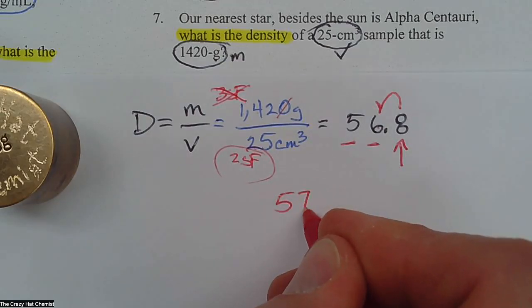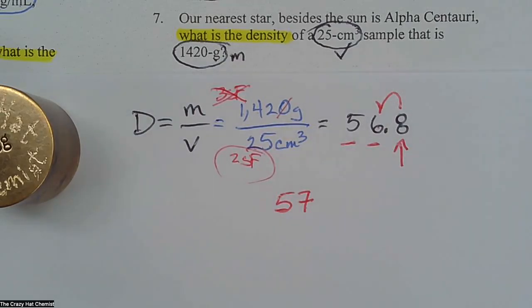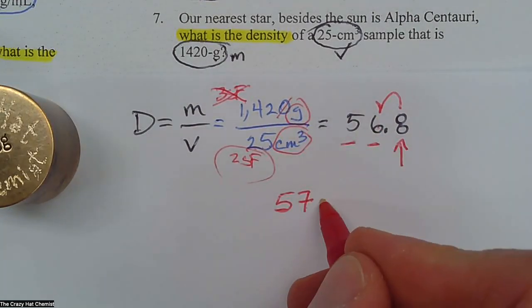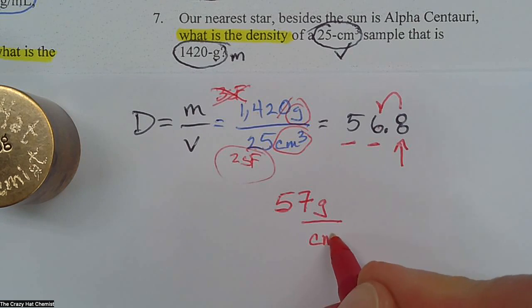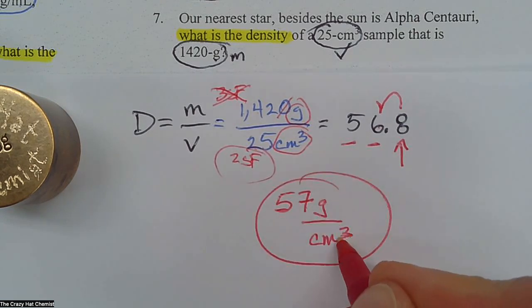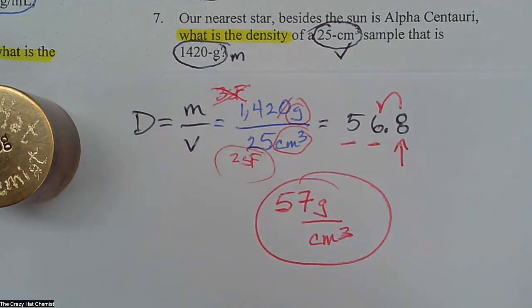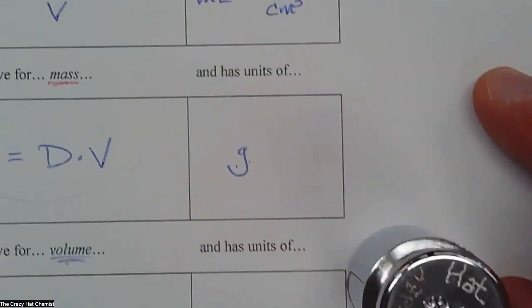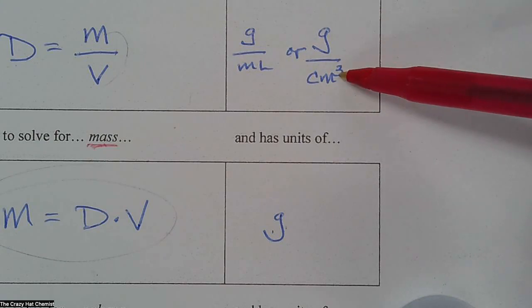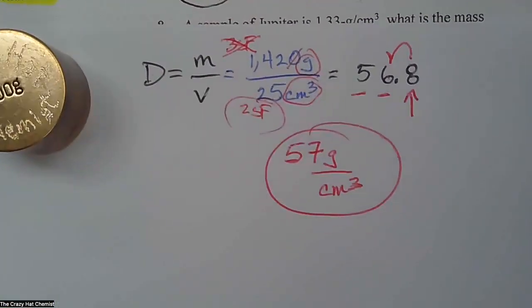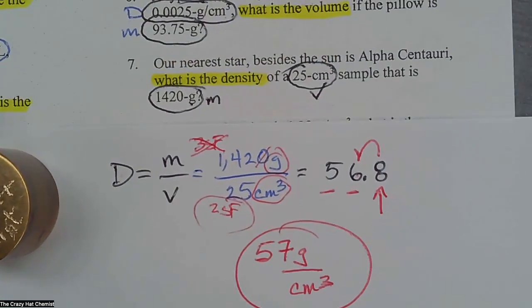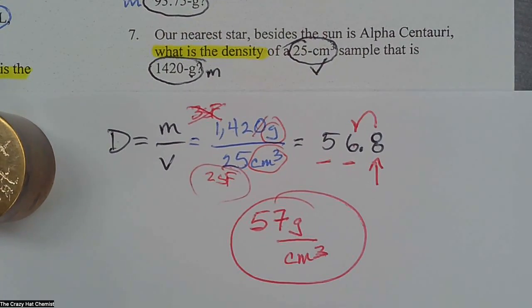So 57. Now I need the correct units. And none of these units cancels out. It's going to be grams per cubic centimeter. And we should be able to check that because this is a density. And what are the units for density? Here we go. Grams per cubic centimeter. And so that is most certainly correct right there. So let's box out that whole problem there. Perfect. All right, we're done with that one, number 7.